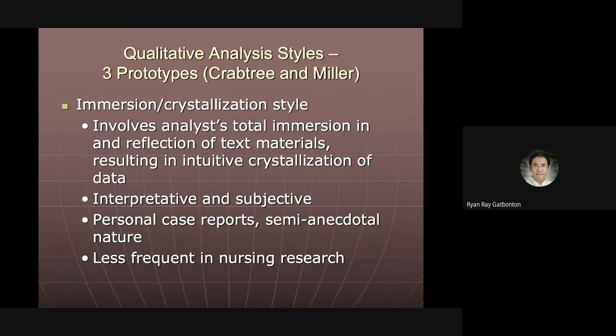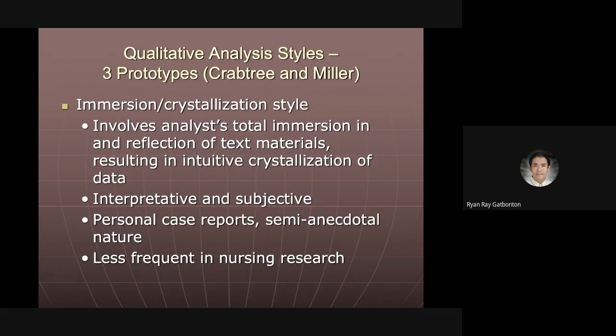Kaya po kino-consider ito as interpretative and subjective style of qualitative data analysis. Ginagamit po ito in personal case reports or those which are semi-anecdotal in nature.